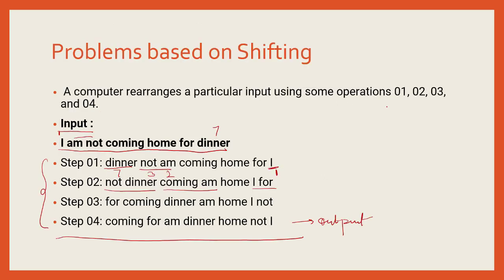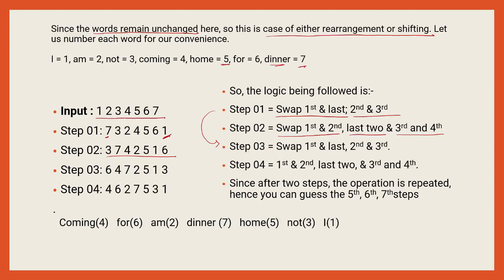So step 3: four and not have exchanged their places, and coming and dinner have exchanged their places. So we can see these two steps are being repeated. Step 3 is nothing but a reiteration of step 1, whereas step 4 is nothing but a reiteration of step 2. So our final outcome is 4 6 2 7 5 3 1.